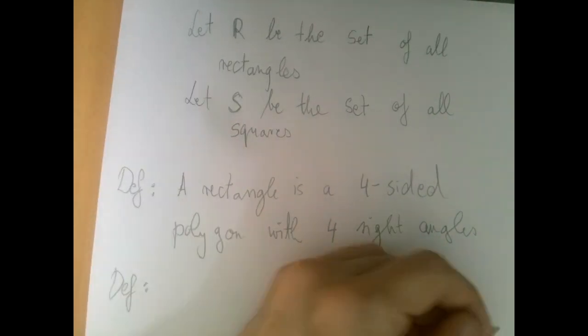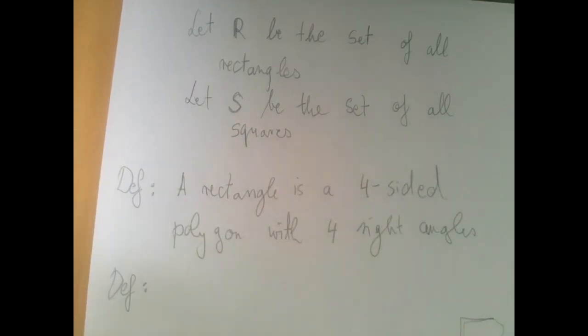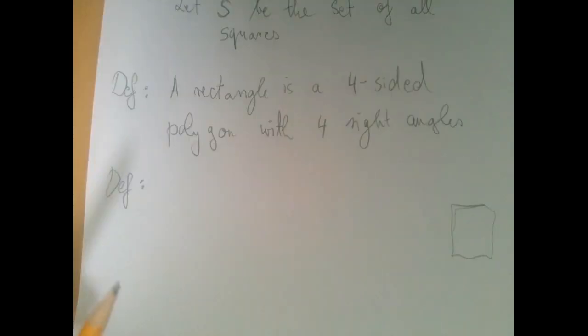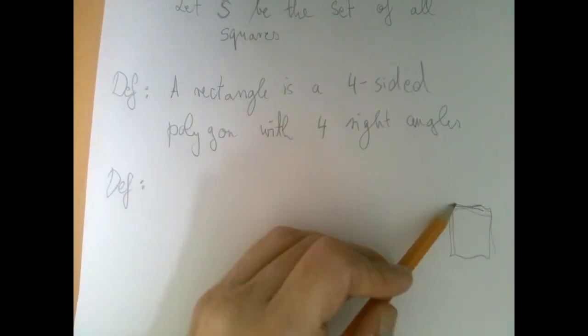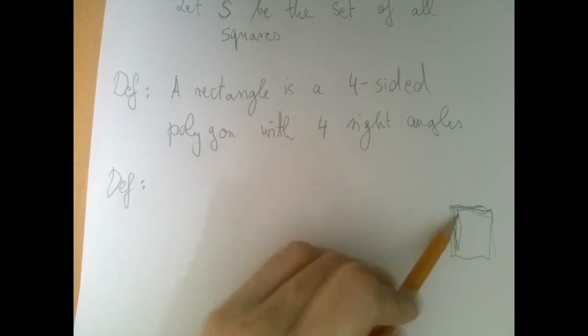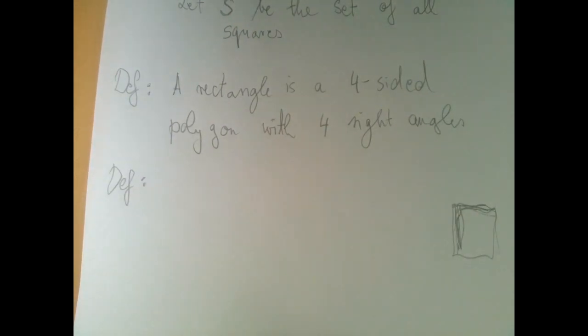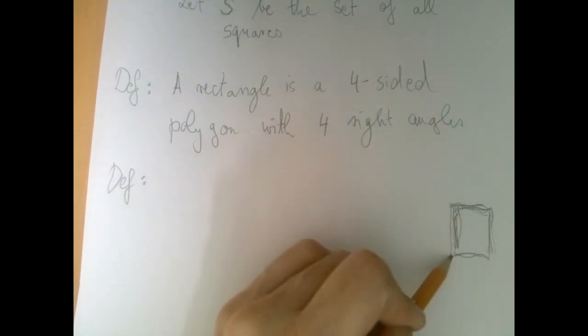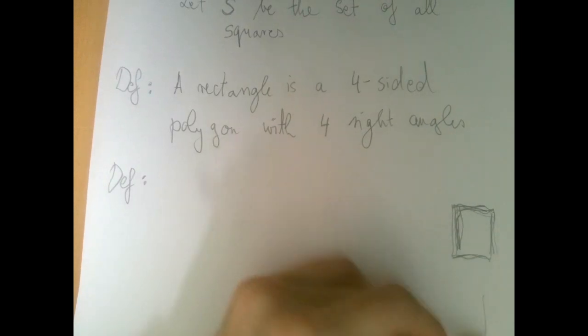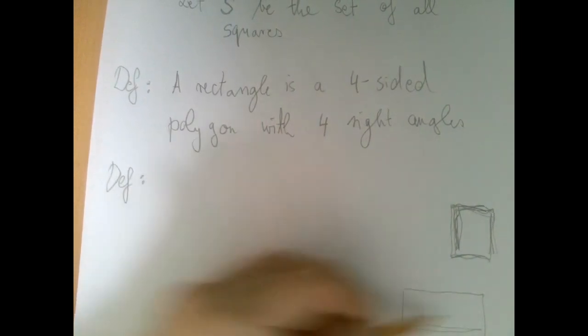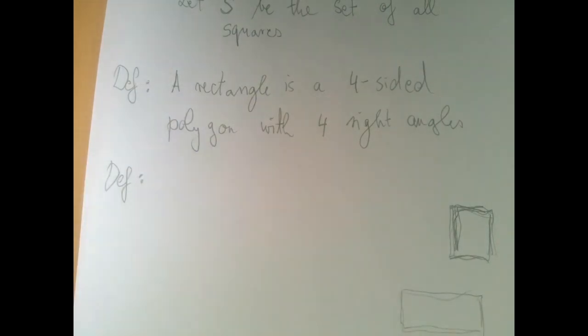A square has four right angles, therefore by this definition it is a rectangle, right? But also two neighboring sides are equally long, right? And that will actually force that the opposite sides are equally long, because that's true already for the rectangles, right? The opposite sides of a rectangle are equally long. So a square is a special case of a rectangle.